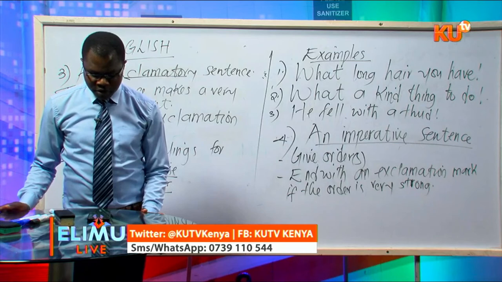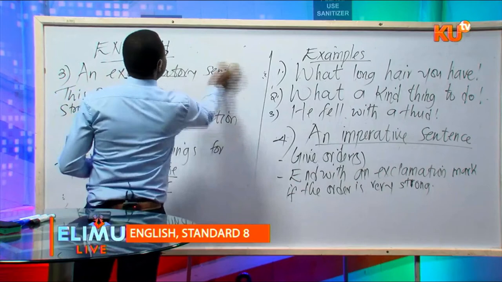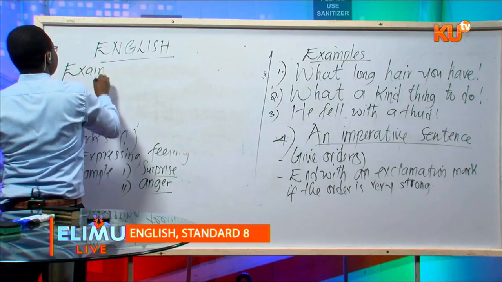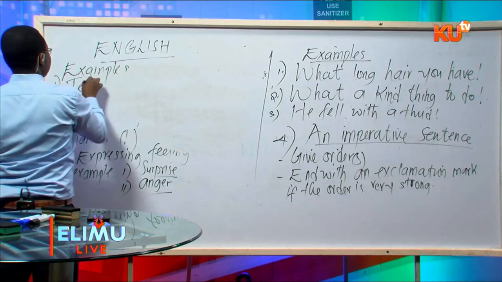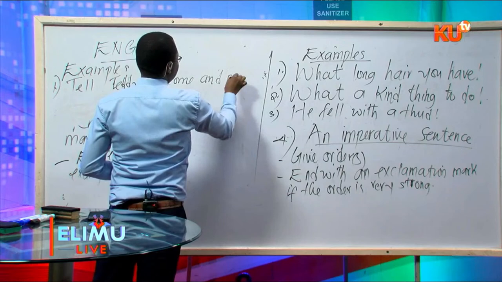For example, tell Teddy to come and mop the floor. That is an example of an imperative sentence. It is an order. Example of an imperative sentence, number one: tell Teddy to come and mop the floor.